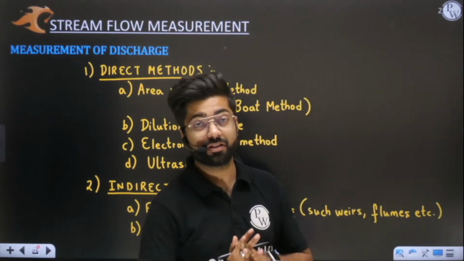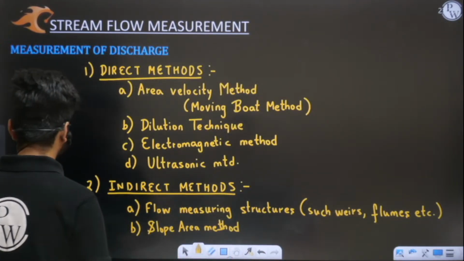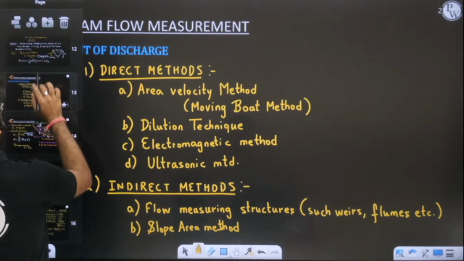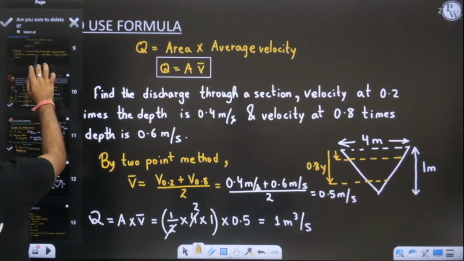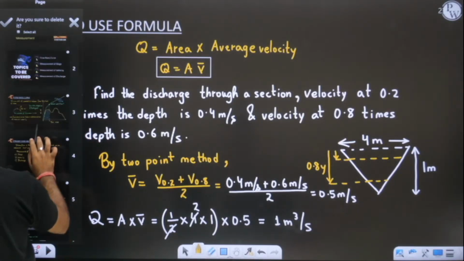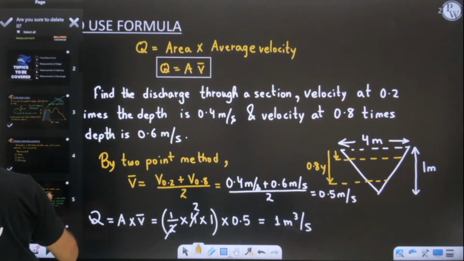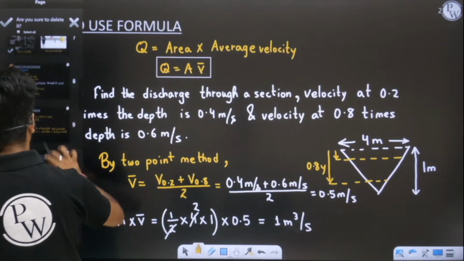Hydrograph is very, very important. From there we'll continue, and we'll also discuss the remaining slope area method. I hope you have enjoyed the class and learned many things. So Streamflow has almost ended, and in the next class we'll completely end it and start with hydrograph.